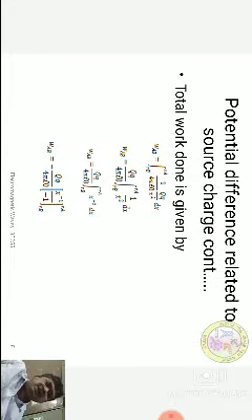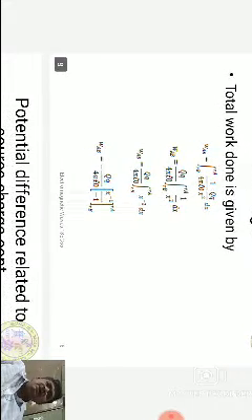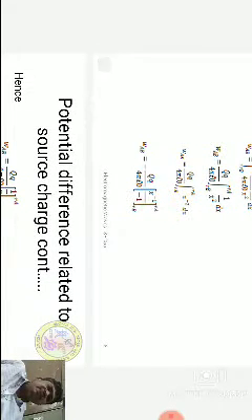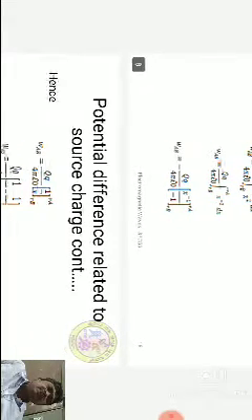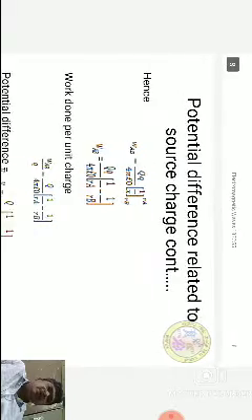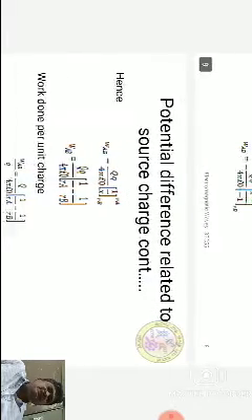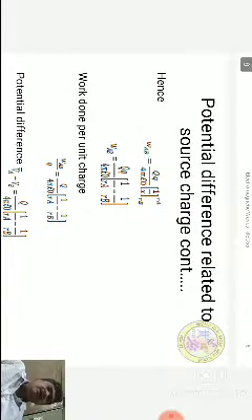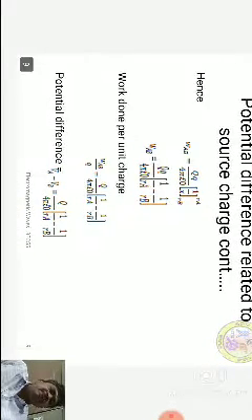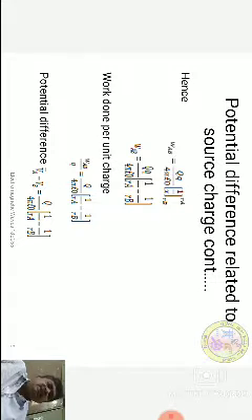So 1 upon x square can be rewritten as x to the power of -2. The integral of x to the power of -2 is x to the power of -1 divided by -1. That is the integration of x to the power of -2 over the limits RA and RB. When I rewrite x to the power of -1, I get back 1 by x. So q into q upon 4 pi epsilon naught into 1 by x over the limits RA and RB. If I apply these limits, 1 upon RA minus 1 upon RB.